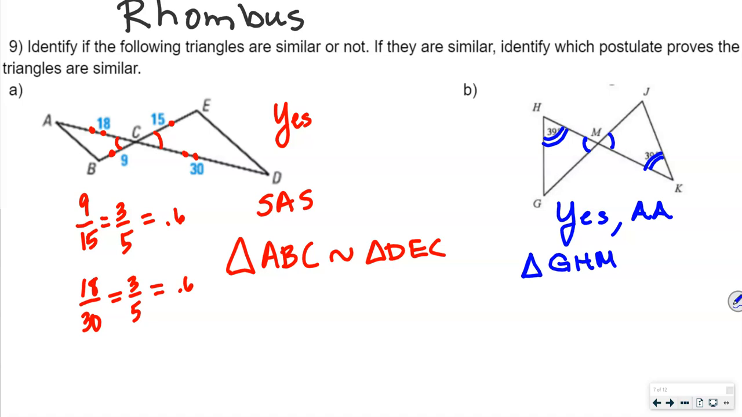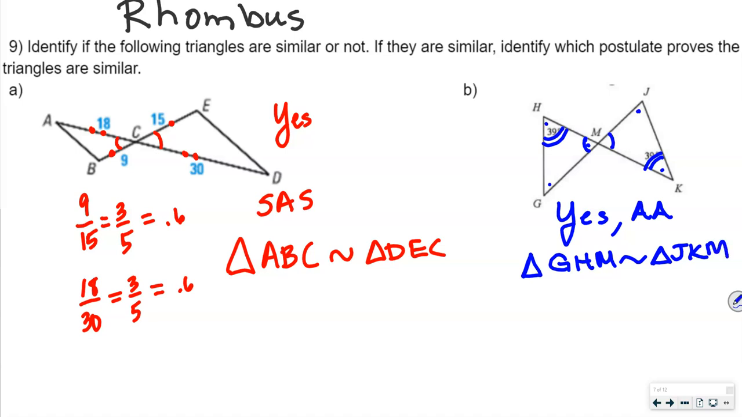Okay, so look where I started. I started where there's nothing, and then I went to the 2 arcs, and then I went to the 1. So over here, I'm going to start where there's nothing. So that's J, and then I went to the 2 arcs, right? So that's K, and then I went to the 1. So that's where my M is. So that's my similarity statement.